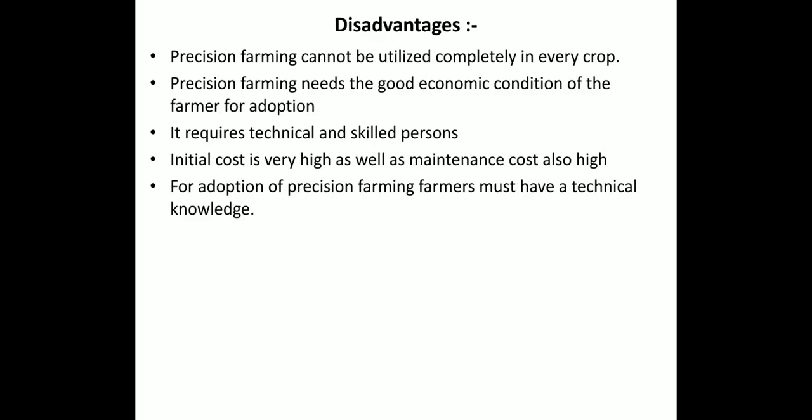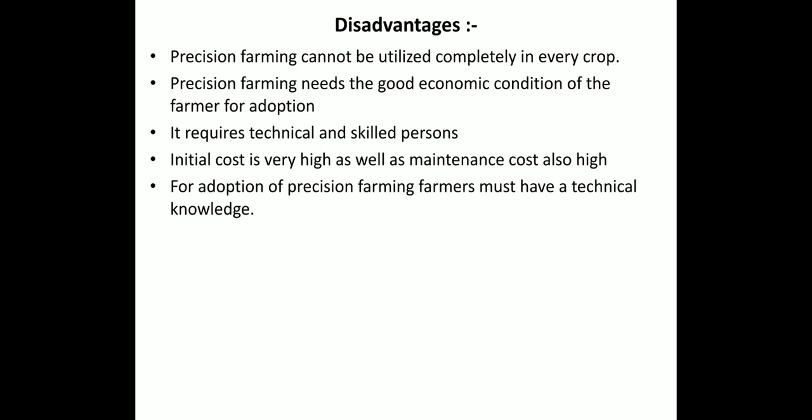The next one is the disadvantages of precision farming. Precision farming cannot be utilized completely in every crop. Then precision farming needs a good economic condition of the farmer for adaptation. It requires technical and skilled persons. Initial cost is very high, as well as the maintenance cost. For the adaptation of precision farming, the farmer must have the technical knowledge.